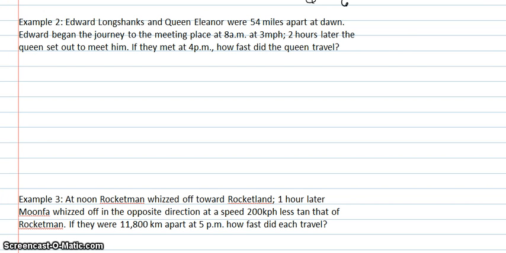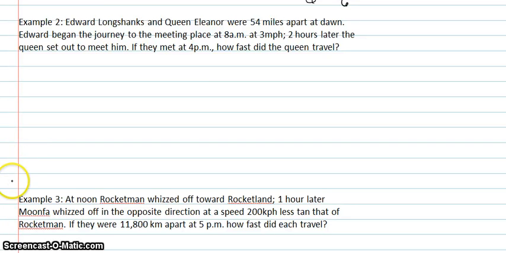And then on our second example, we have Edward Longshanks and Queen Eleanor were 54 miles apart at dawn. Edward began the journey to the meeting place at 8 a.m. at 3 miles per hour. 2 hours later, the Queen set out to meet him. If they met at 4 p.m., how fast did the Queen travel?